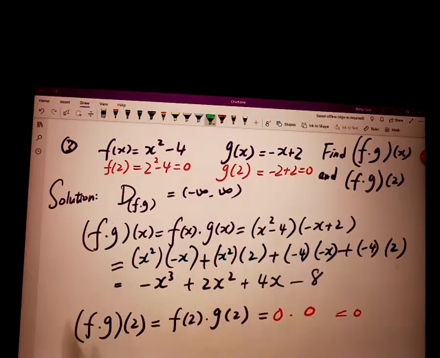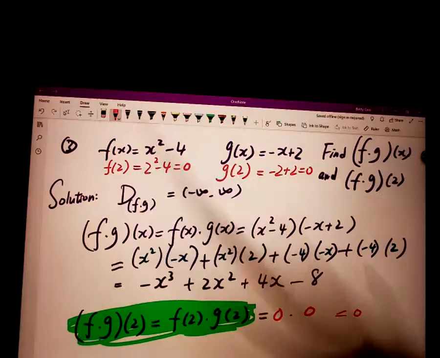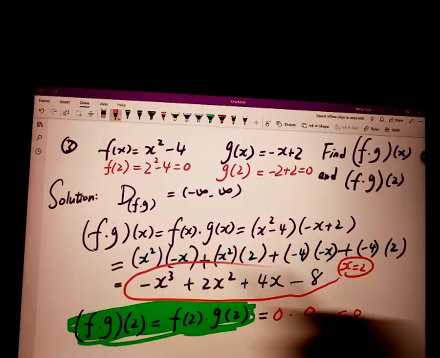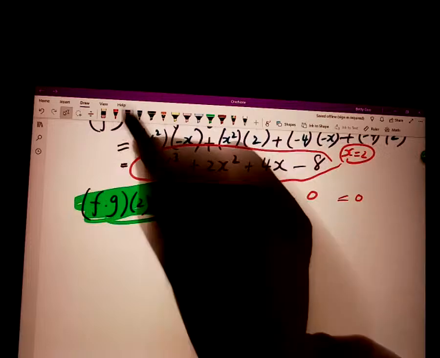The important thing is we understand f times g of 2 is the same as f of 2 times g of 2. So you evaluate function f at 2 and get a value. You evaluate the function g at 2, also get another value, and then you multiply. It's a lot easier than plugging in x equals 2 here. If you plug in x equals 2 here, that's a lot of work. Okay? Number 4, the last one.